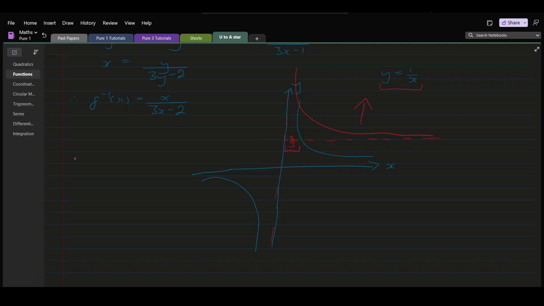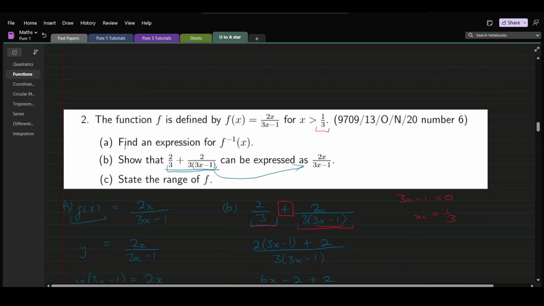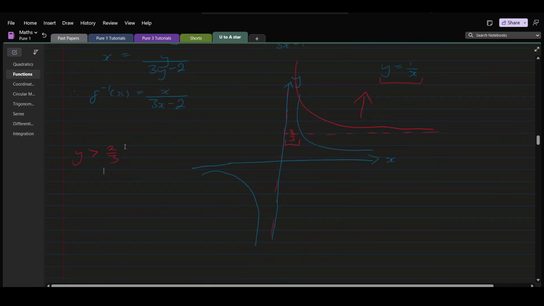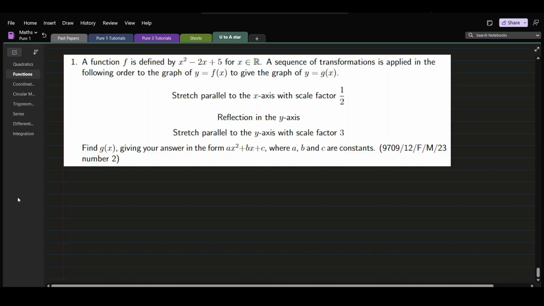So our solution would be that y is greater than 2 over 3. Let's check if they used a greater than or equal sign on our domain. No, they did not. So our final answer for C would be y is greater than 2 over 3. Now let's look at a transformation question.